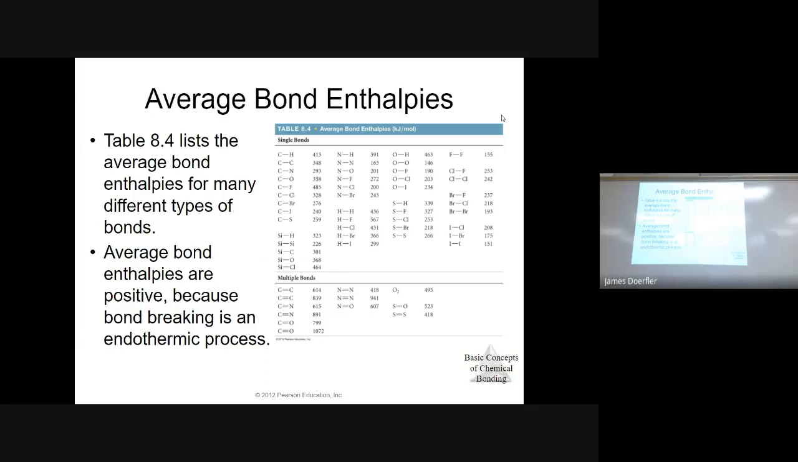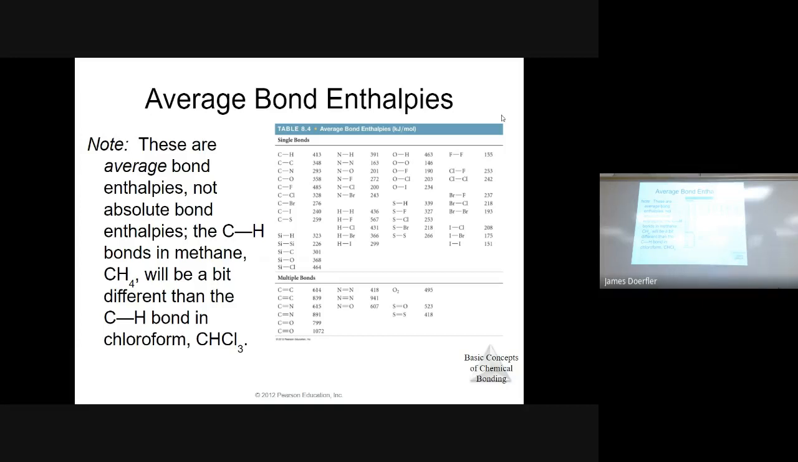But if you look at the table, you'll see that all the values for these various bonds are positive. That is because bond breaking is an endothermic process. Energy has to go into the system to break the bonds. Okay?